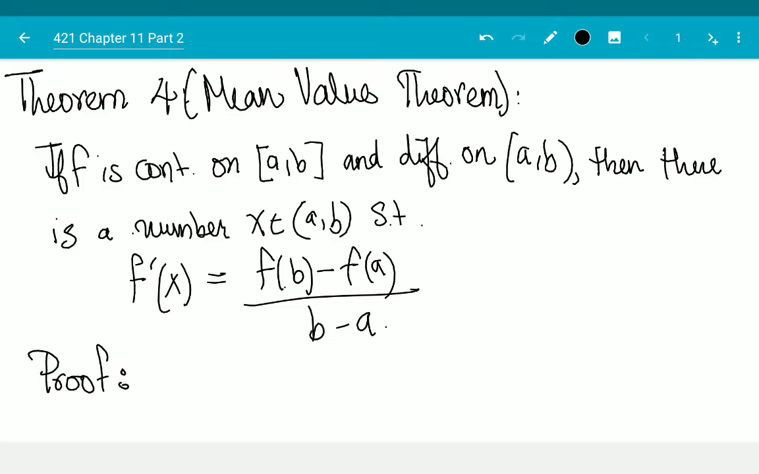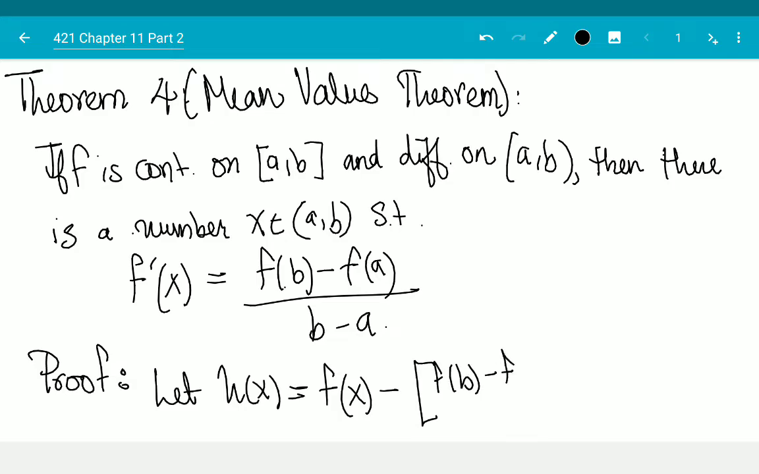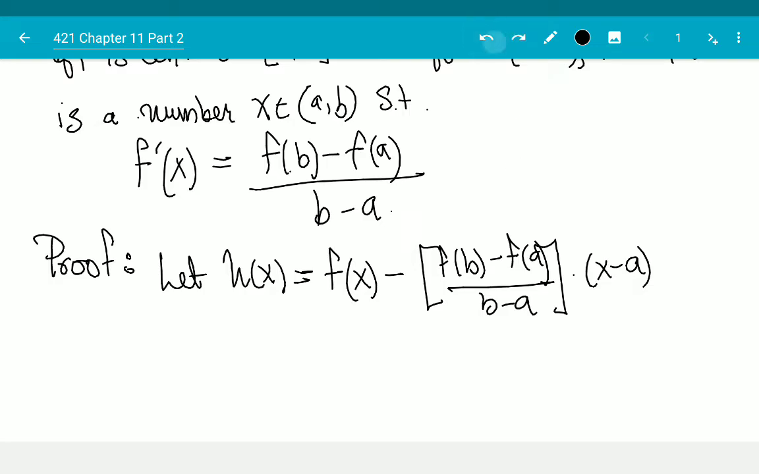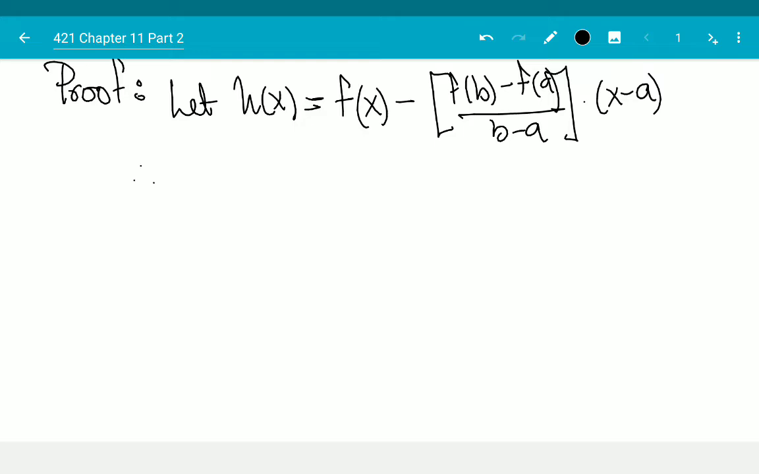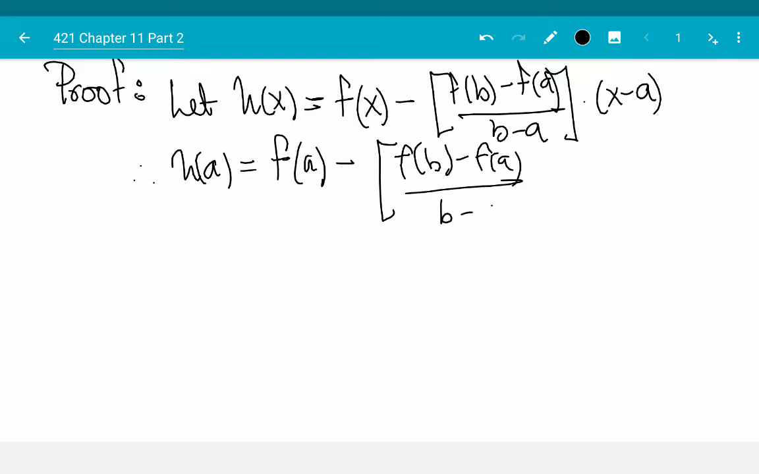How do I prove mean value theorem using Rolle's theorem? Well, let us consider a function h of x is equal to f of x minus f of b minus f of a over b minus a times x minus a. Okay. So what is happening now? h of a is equal to, what happens if I put a: f of a minus f of b minus f of a over b minus a, all times a minus a, which is equal to f of a, right?